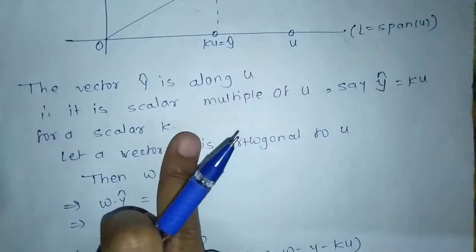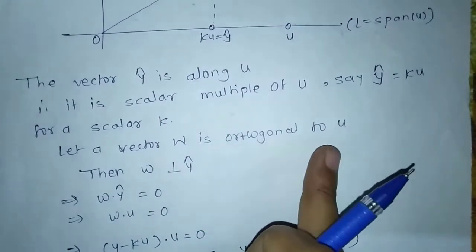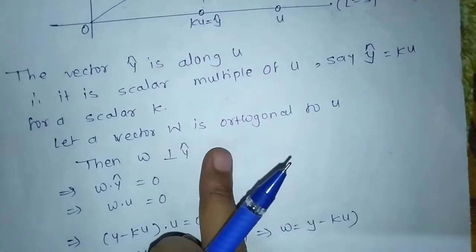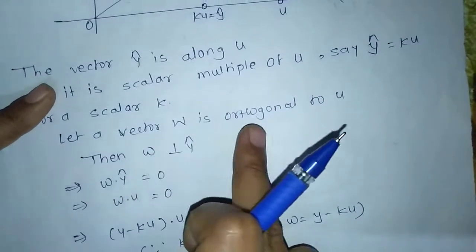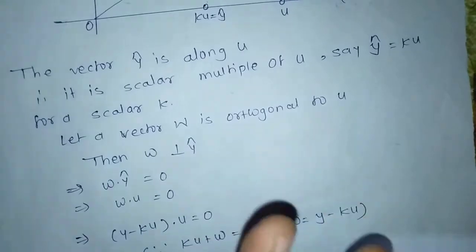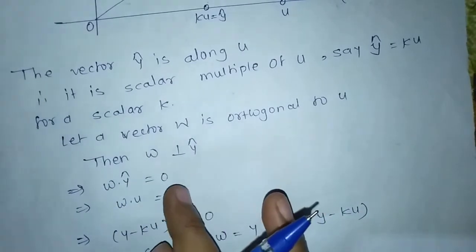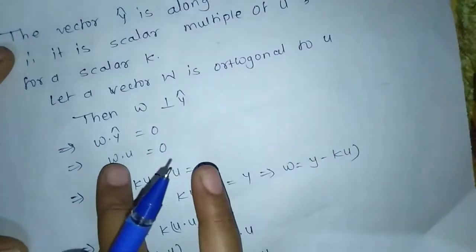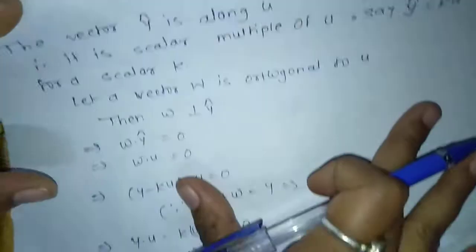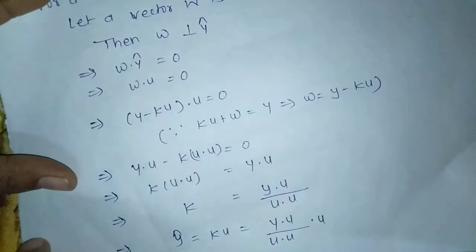Say y cap is equal to k into u, where k is a scalar. For a scalar k, let a vector w be orthogonal to u, then w is perpendicular to y cap. So w is orthogonal to u and w is perpendicular to y cap, so w into y cap is equal to 0, and y cap is along u, that's why here we take w into u is equal to 0.